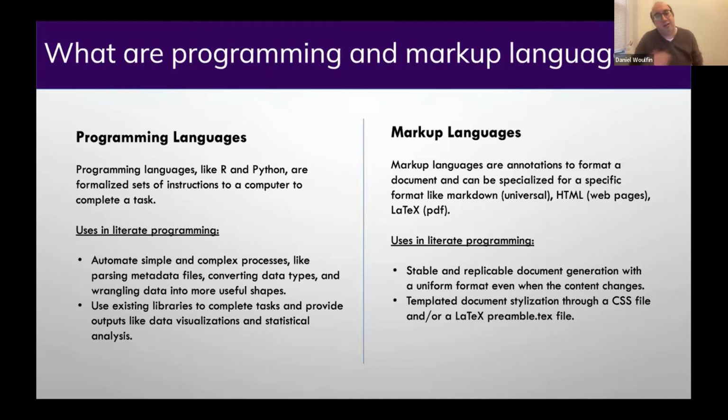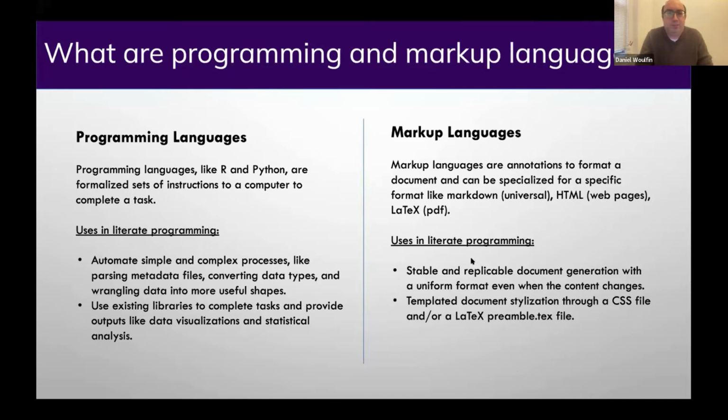The other side are markup languages. Markup languages are HTML, LaTeX, which is a scientific notation markup language, but statistics too, and also Markdown, which is more universal. What these do in this process is they set the formatting. They make sure that whatever is produced in literate programming is going to look the same. Even if the data changes, the format will be the same. So even with the content changing, that average or that list, the actual way it looks in the document is going to stay the same.